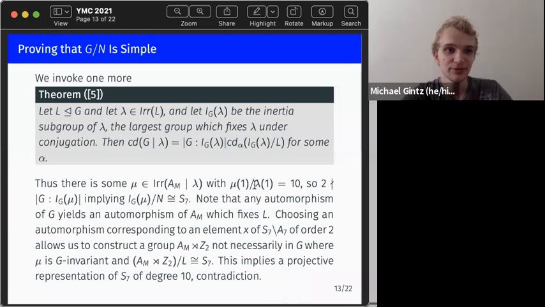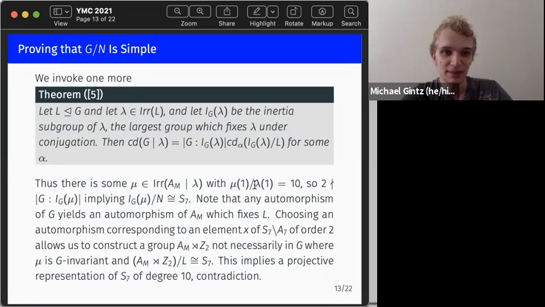And to finish out our proof, we need one more theorem. In particular, let L be a normal subgroup of G, let lambda be an irreducible representation of L, and let I_G(lambda) be its inertia subgroup, which is the largest subgroup which fixes lambda under conjugation of elements in G, or maybe which is fixed under conjugation of elements in this group.